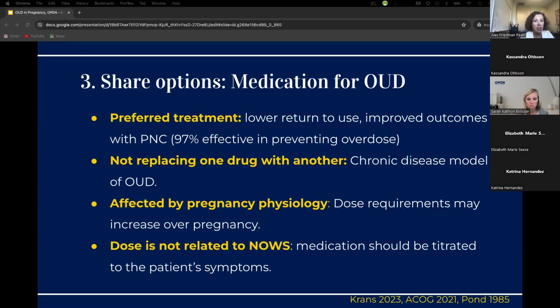Providing anticipatory guidance about how MOUD is affected by pregnancy physiology. Dose requirements may increase over pregnancy, and it is important to treat to increasing withdrawal symptoms or cravings. And with that, dose is not related to neonatal opioid withdrawal syndrome. Often my patients will talk about wanting to reduce their dose of methadone or buprenorphine in order to decrease the effect on their neonate. But in fact, the dosing is not related to opioid withdrawal syndrome. And so medication should be titrated to the patient's symptoms, not some perceived lower threshold of affecting the baby.